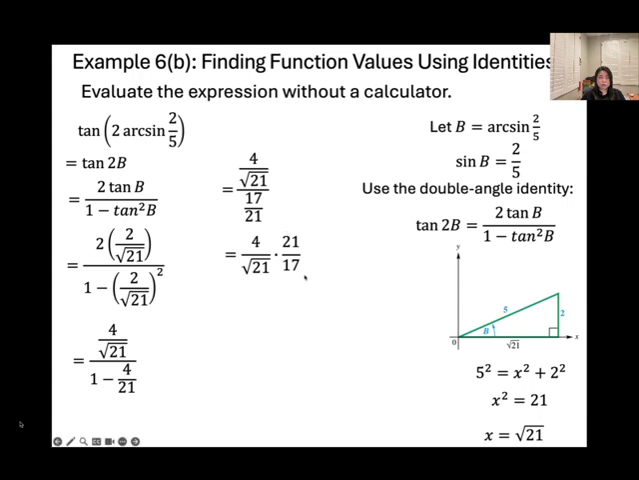I don't have anything to simplify, so I'm gonna rationalize. So I'm gonna multiply square root of 21 over square root of 21. So square root of 21 times square root of 21, I'm gonna get 21 here. Now I could simplify it. So that would be my final answer.